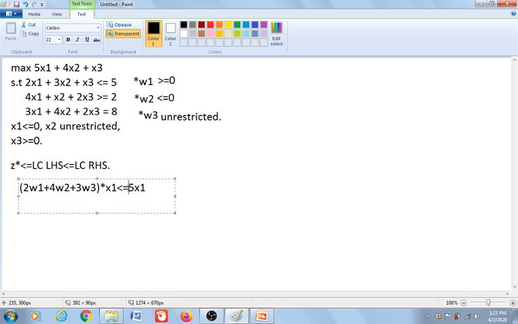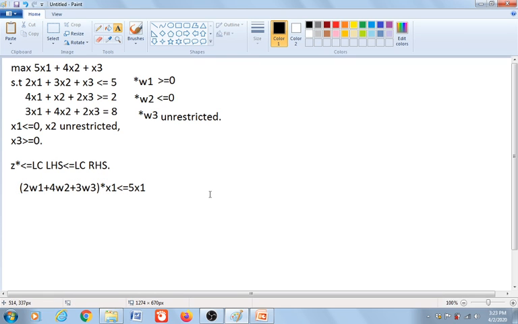No, it should be bigger than. So that's according to the weak duality theorem. But remember, what is the sign of x1 over here? x1 is negative. It is less than or equal to 0. So when you multiply an inequality with a negative number, you need to flip the sign. So it is not bigger than or equal to right now, it should be less than or equal to.